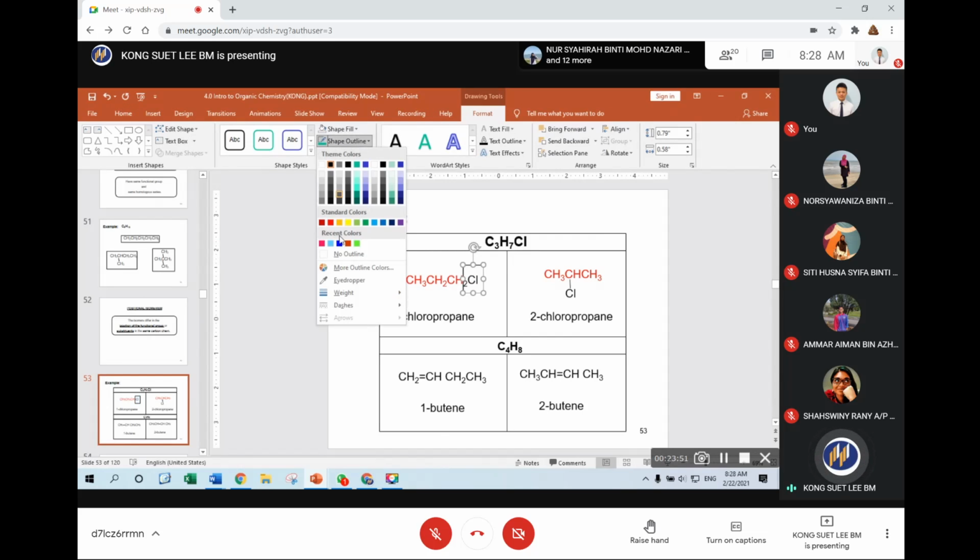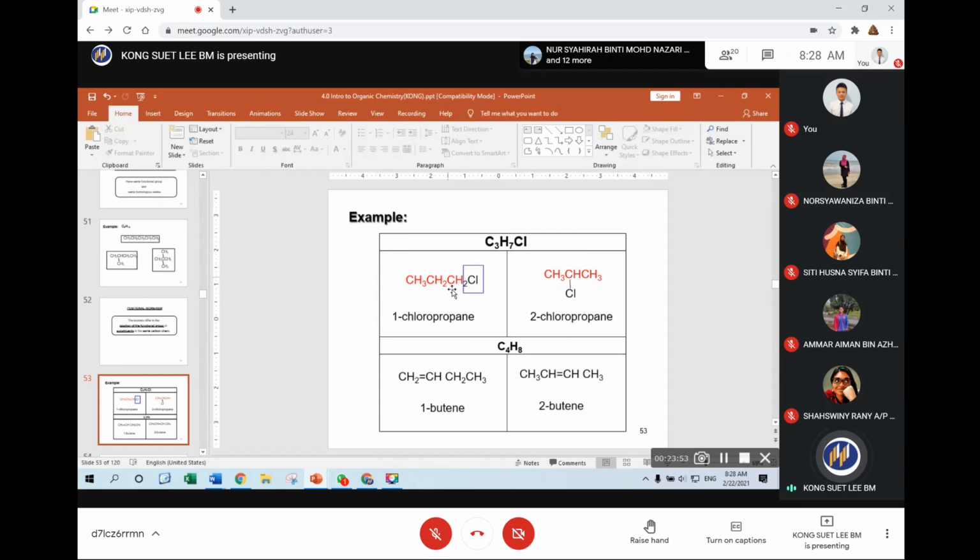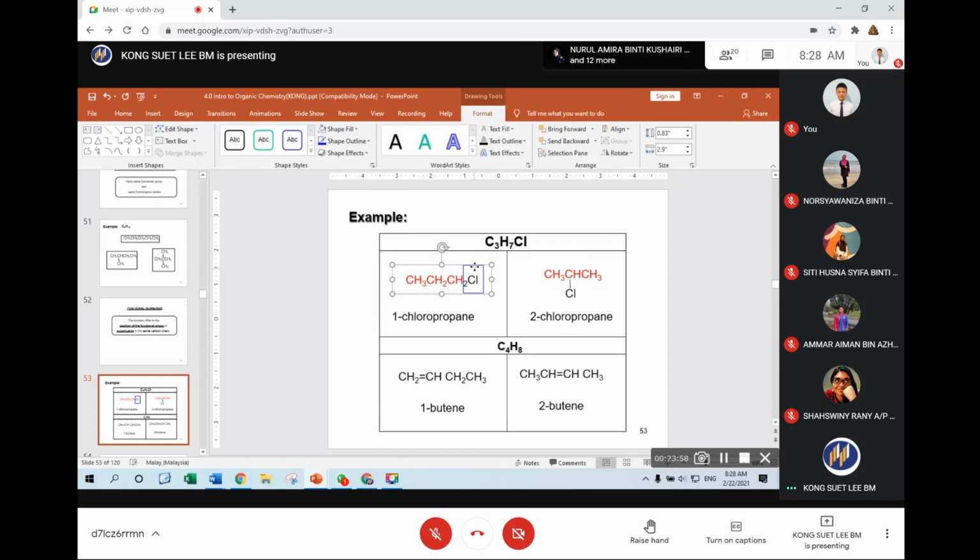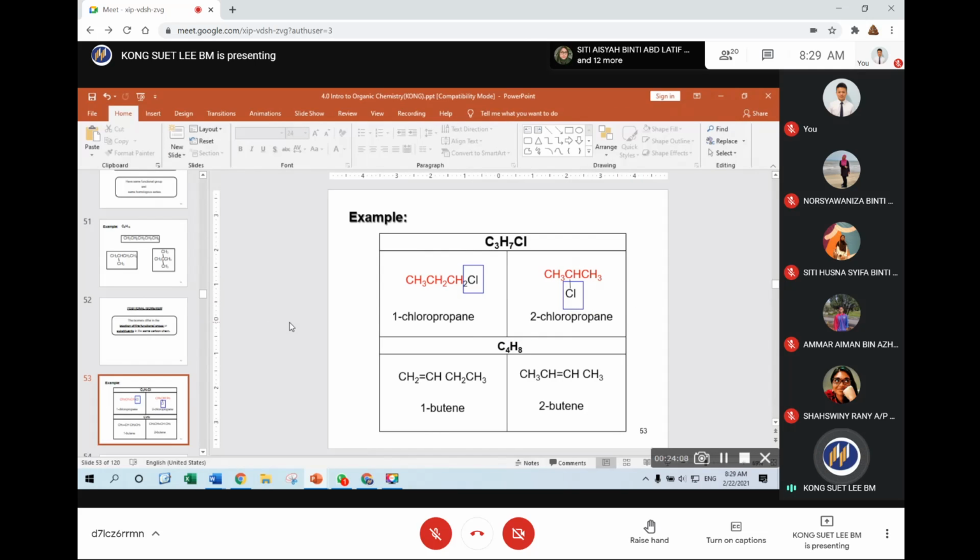Okay, the difference here is this. The Cl at position number 1, but this Cl at position number 2. So this one we call a positional isomer. Same for here.